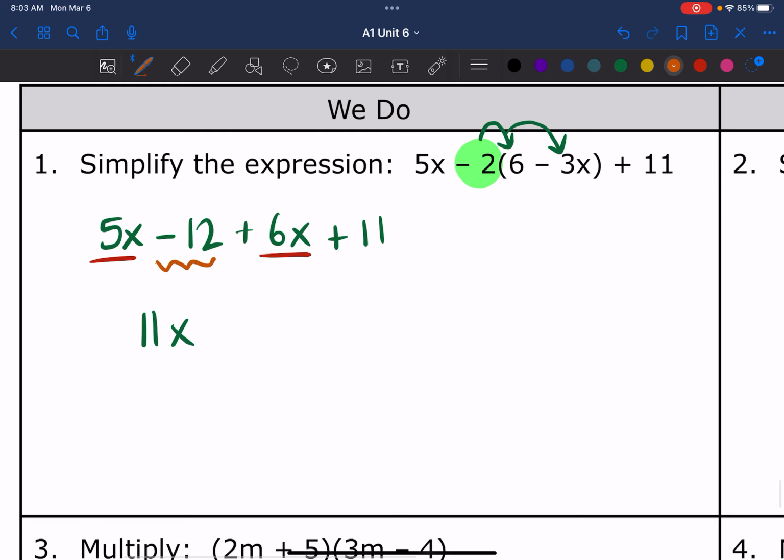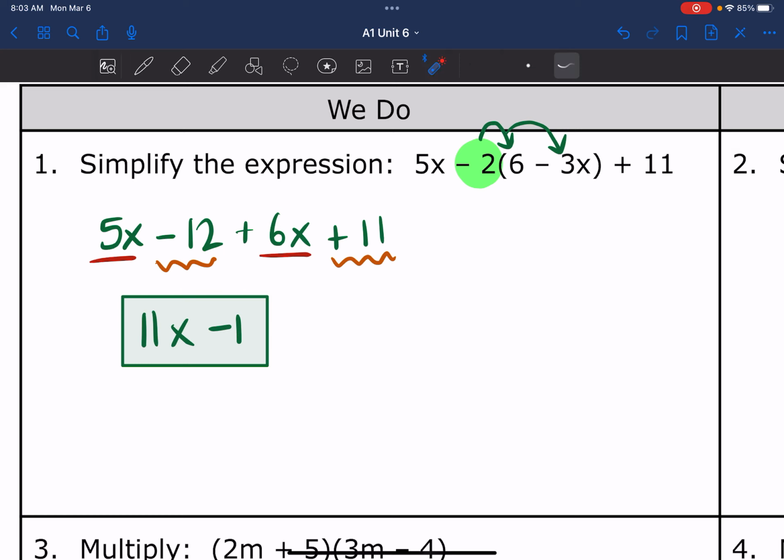Okay, then these two here with the squiggle line underneath, those are what we call constants, where it's just a number with no variable next to it. So we're going to add those. We have -12 because of that minus sign, plus 11. That gives me -1. So now we're all done simplifying because that's as short as we can possibly make that. And there are different terms. This one has an x and this one doesn't.